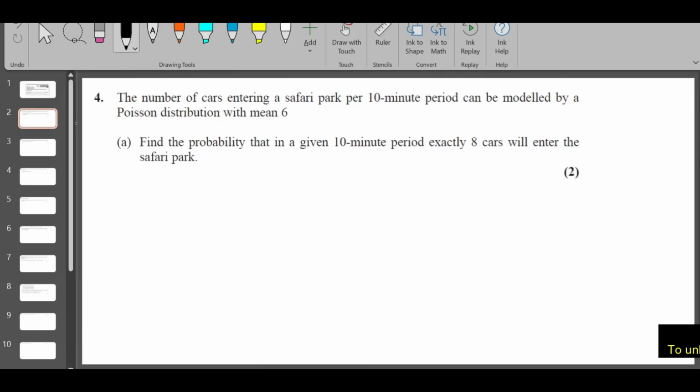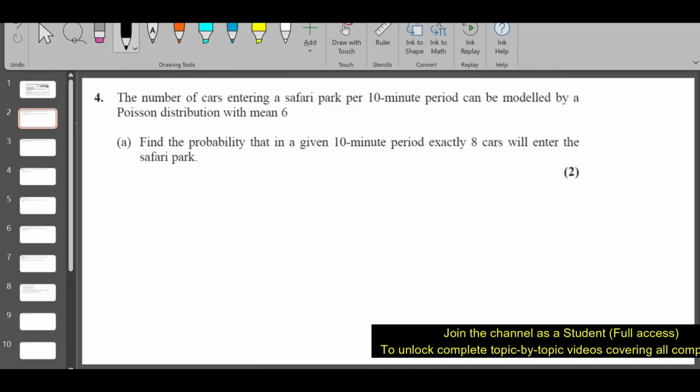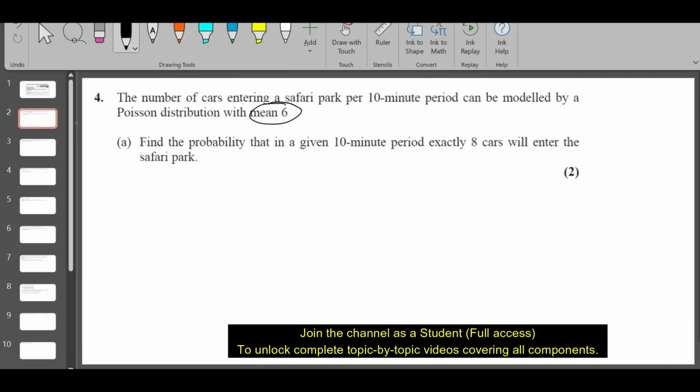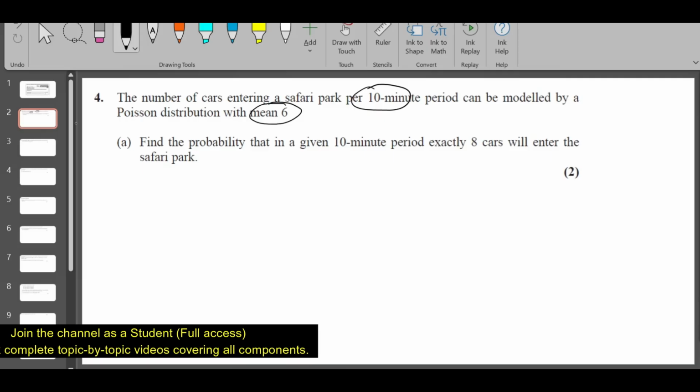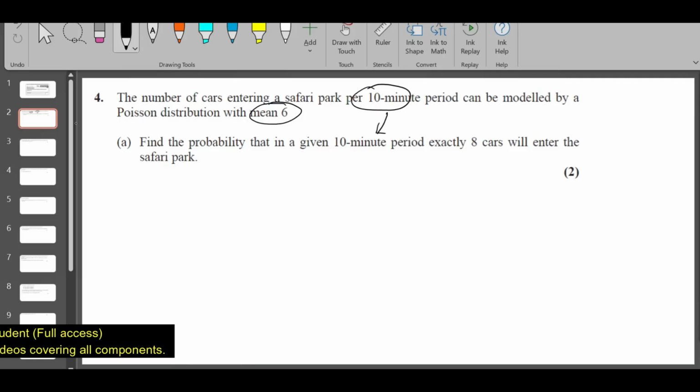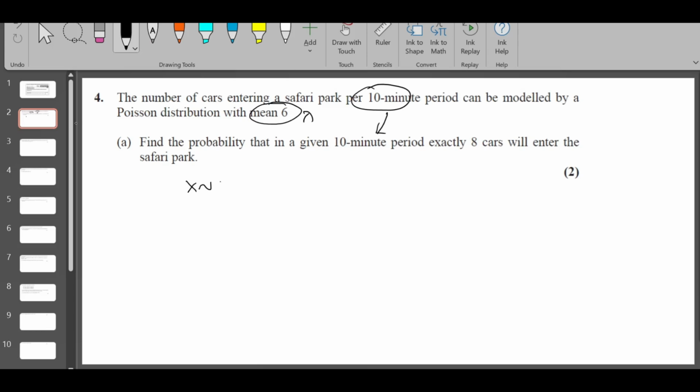The number of cars entering a safari park per 10-minute period can be modeled using a Poisson distribution with mean 6. Okay, 6 per 10 minutes. Find the probability that in a given 10-minute period, so they are using the same 10 minutes, so you can take this as lambda. So you can write X follows Poisson distribution of 6. They want you to find the probability exactly 8 cars will enter. So P of X equals 8 is e to the power minus lambda, lambda to the power x over x factorial.